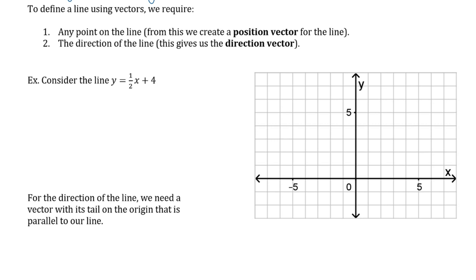Okay, so let's take a look at this example. Consider the line y equals 1/2 x plus 4. So this has a slope of 1/2 and a y-intercept, which we often refer to as b, of 4. Okay, so I'm going to graph this, and my y-intercept is 4. And how do I use my slope? Well, slope is rise over run.